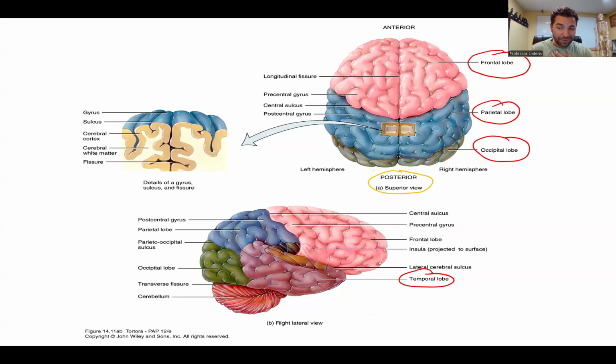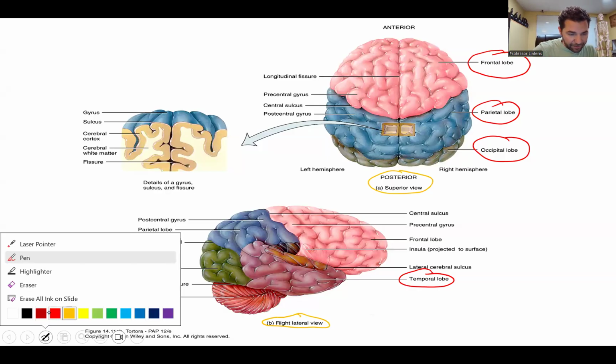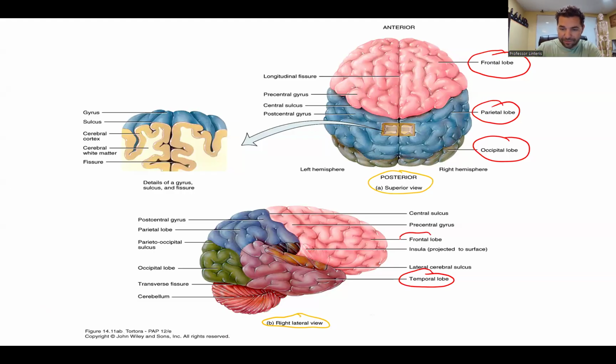I like starting off with the lateral view down here. On here, you will see definitively the frontal lobe, which is in the front of the brain, the temporal lobe, which is on the side, the occipital lobe, which is in the back, and the parietal lobe. These are four generalized regions. Each of these regions has its own specific function, and some of them have multiple functions.